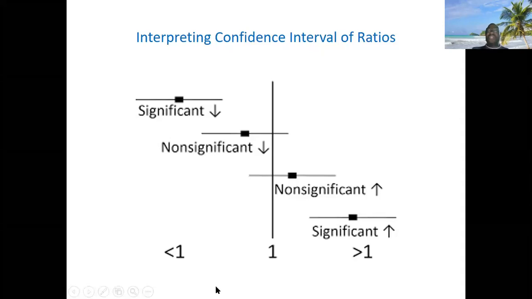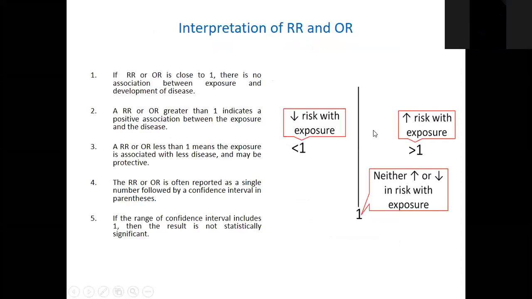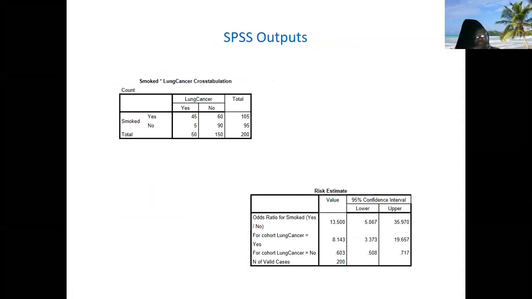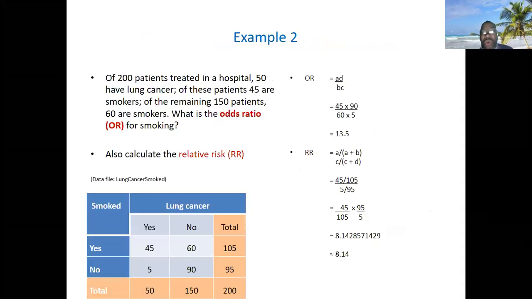Now, you will see the result we generated here. Now you'll be able to see for yourself. Like for the odds ratio 13.5 and the confidence interval between 5 to 35.9, you know that it's significant. It does not cross 1, and because it's greater than 1, that shows that smoking contributes to lung cancer.